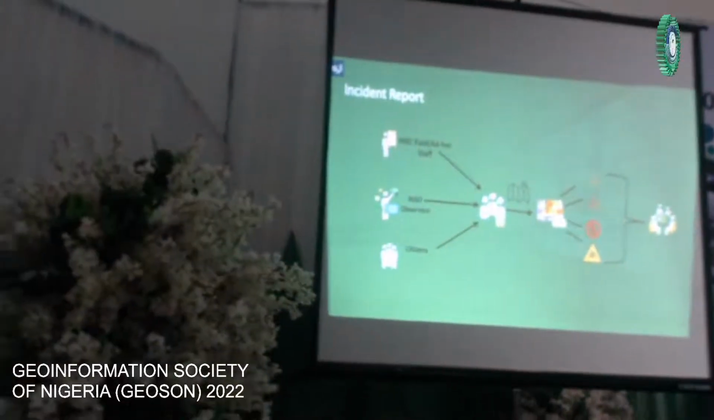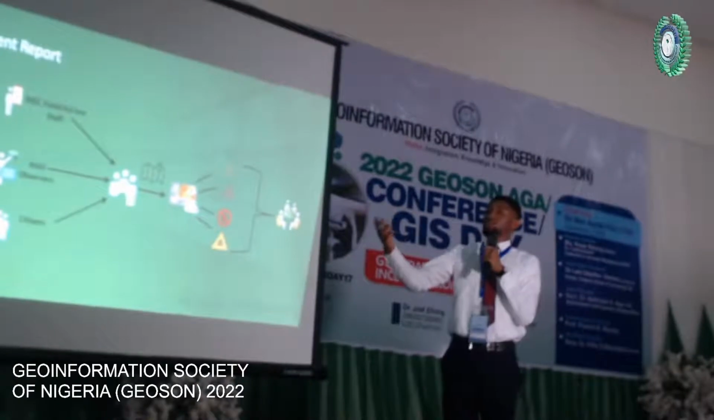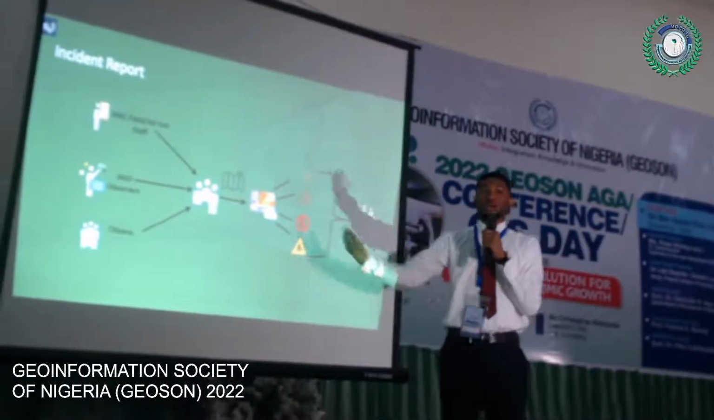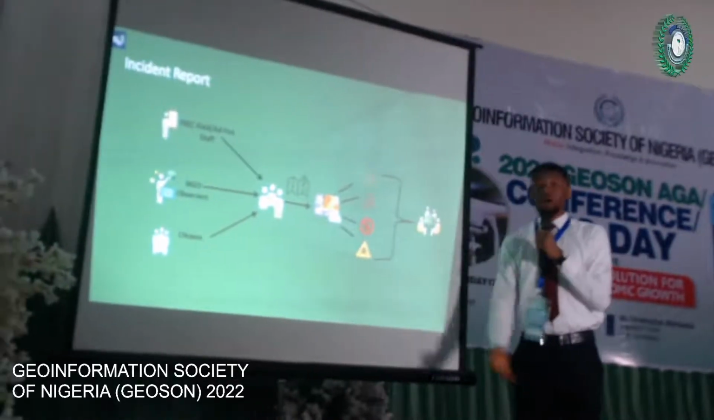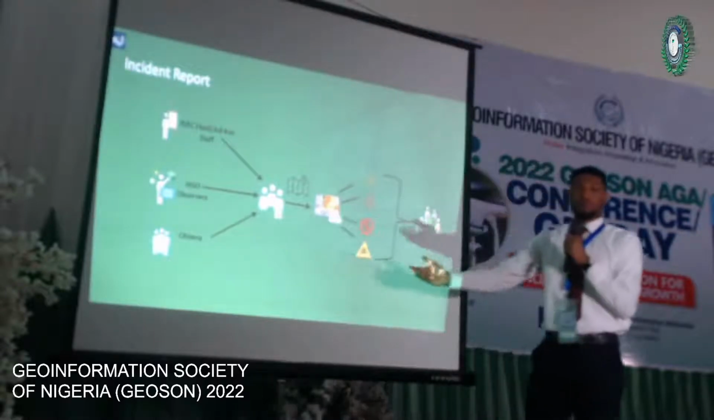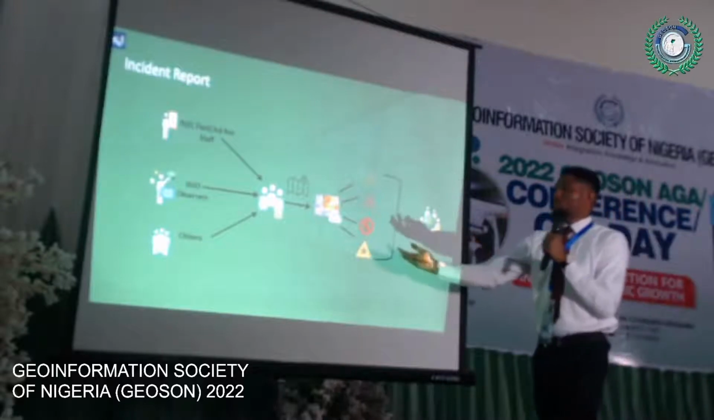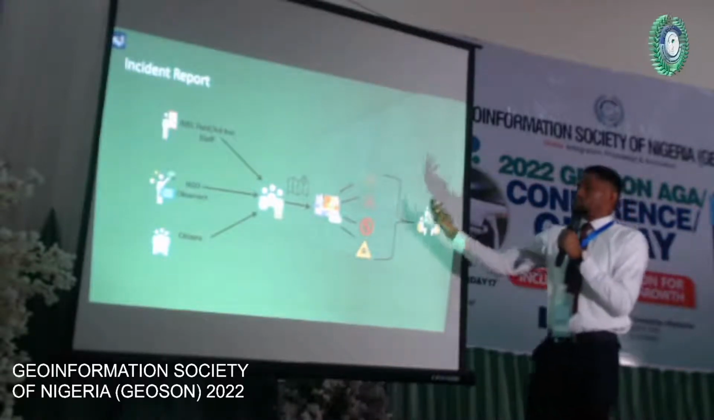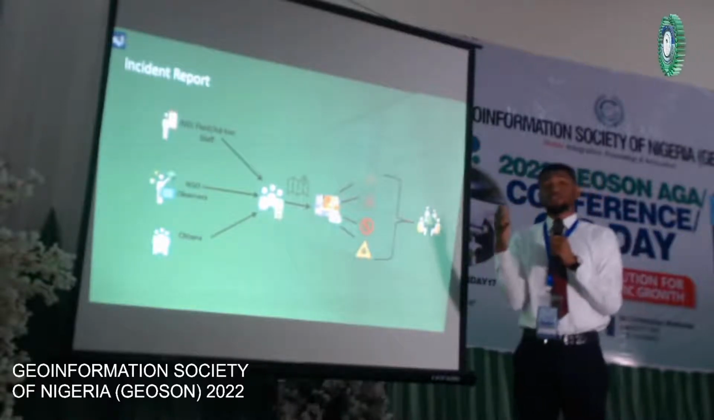All right. For the incident report, this shows the schema of the incident report. Here we have different observers. We have the INEC officers, the NGO observers, and also the citizens. All these are coming into a central database, which is fed from the application, a report incident application. And most importantly, we capture the location of where these reports are coming from.